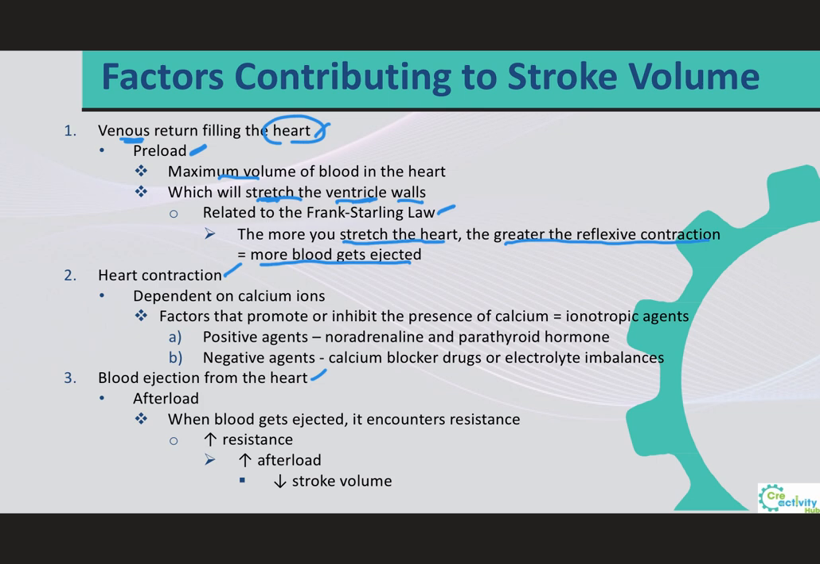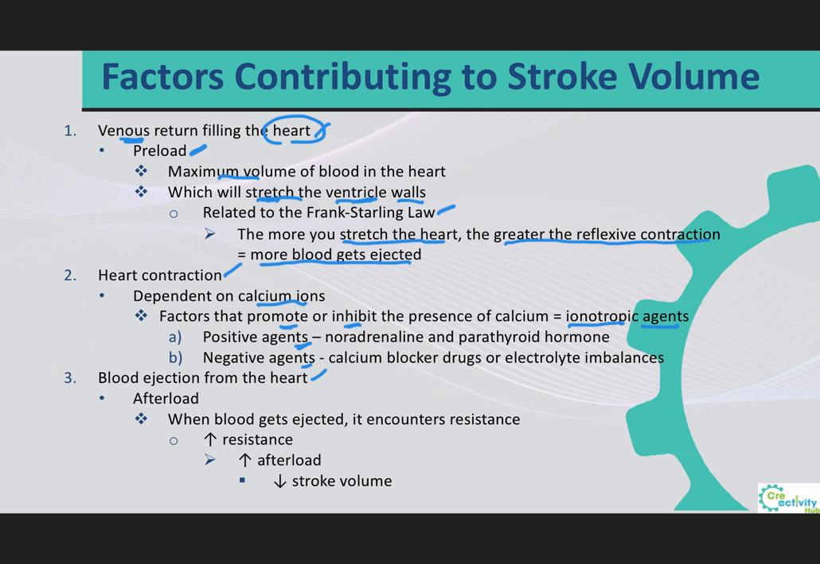We have seen already that the contraction will be dependent on calcium, right? Because the heart is a muscle and muscle needs calcium to be able to contract. You can have factors that will promote or inhibit calcium, and these are called inotropic agents, and they will be either positive or negative. The positive agents are going to be the ones that will increase the availability of calcium.